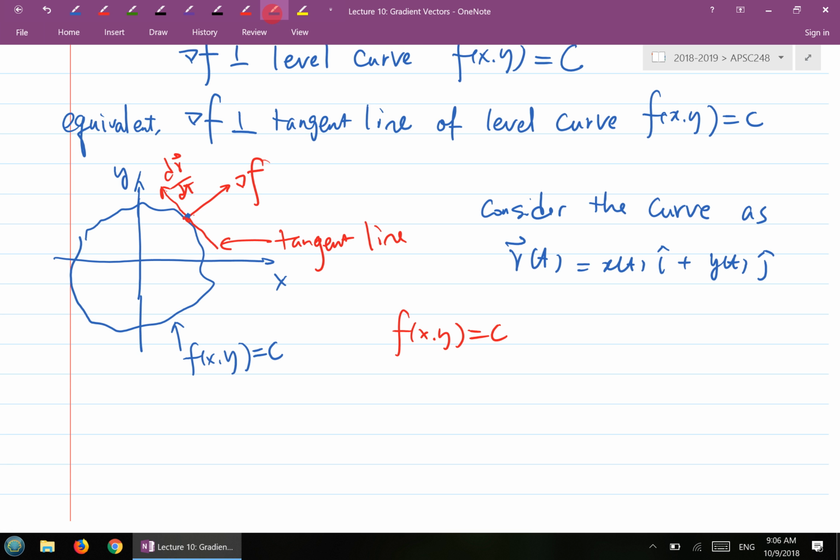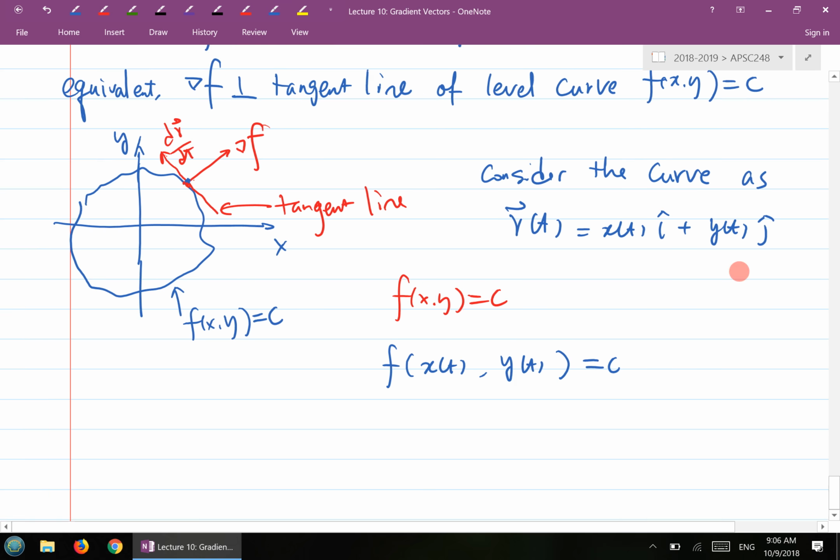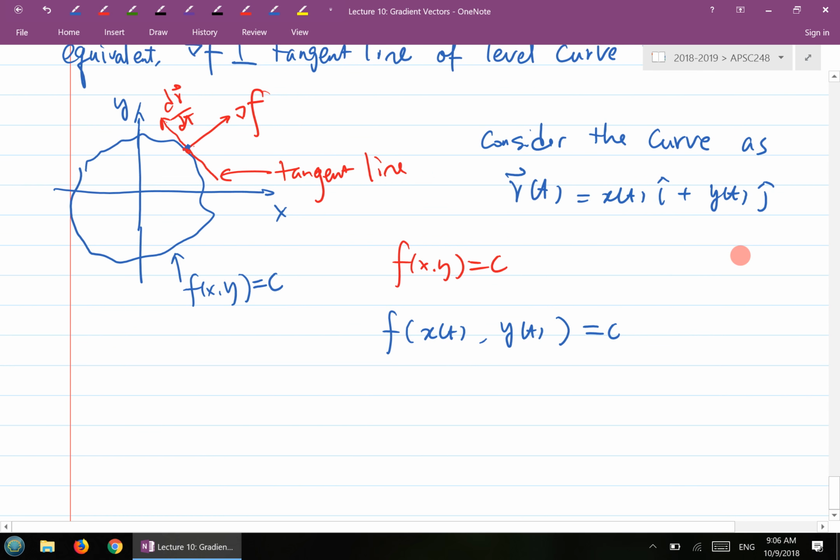Since we're representing this level curve using the parametric equation, I can replace the x, y here with the parametric equation x of t, y of t. So you plug your x of t, y of t into this function, which is supposed to be maintaining the same thing, equal to c. Then I will take a derivative of both sides of this equation, with respect to t.